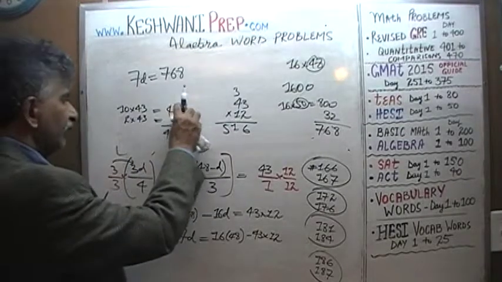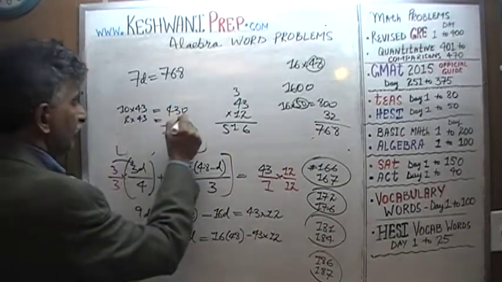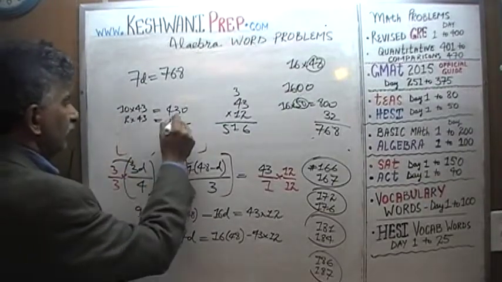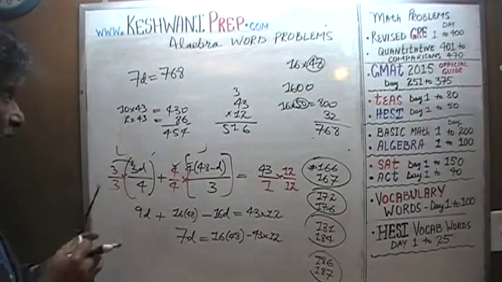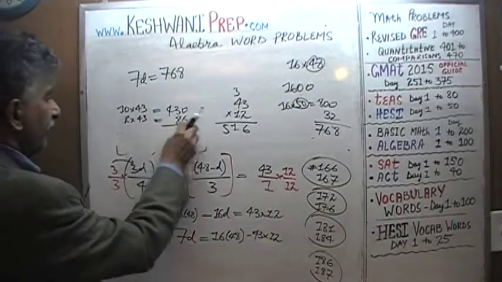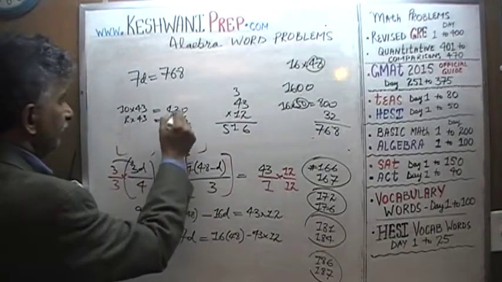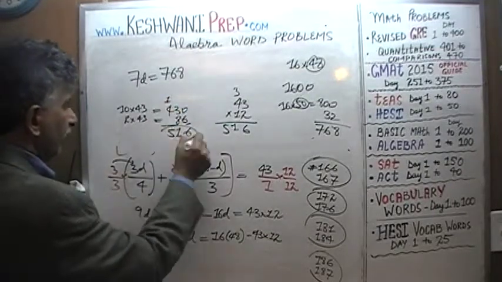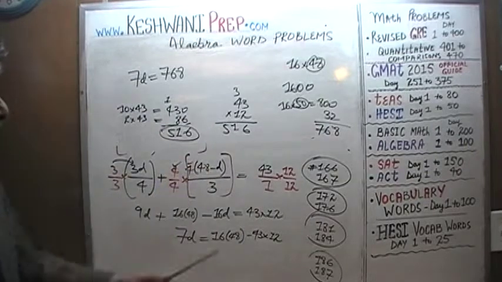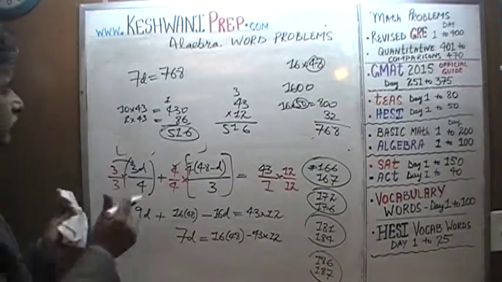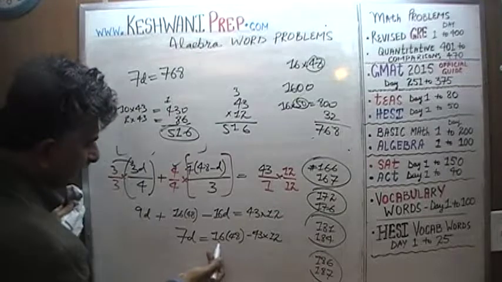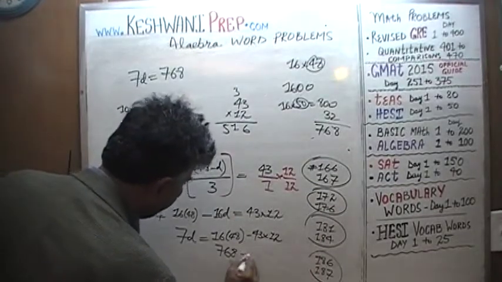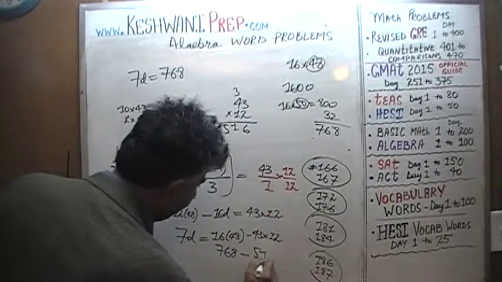It should have been 86, not 46. Two more 43s is 86, and now it would work. Now it will get the same answer. 6, 3 plus 8 is 11, 1, carry 1, and 5. Voila. I should have just done that. I hope that this is correct. So 7D equals 16 times 48, which is 768, minus this guy, 516.